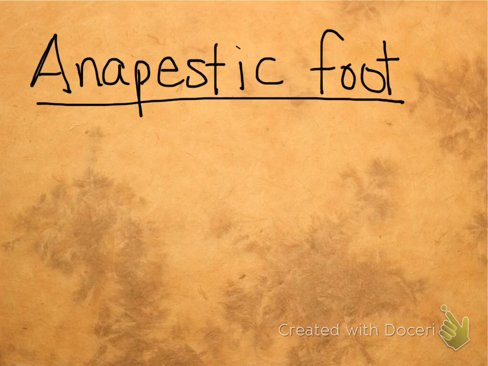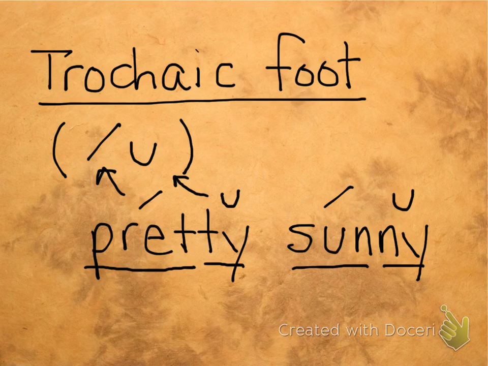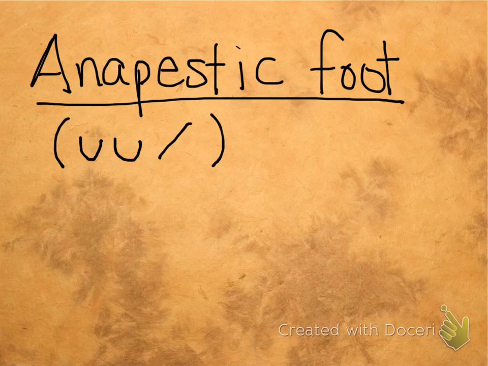Anapestic. Big word, not too difficult to understand what it is once you do a little bit of practice. You notice my parentheses are a little bit farther apart on this one. This is our 3rd foot. Anapestic. Unstressed, unstressed, stressed. The only difference between an anapestic foot and an iamb is the anapestic has another unstressed syllable at the beginning. If you remember back here, an iamb is an unstressed, stressed. Anapestic is unstressed, unstressed, stressed.